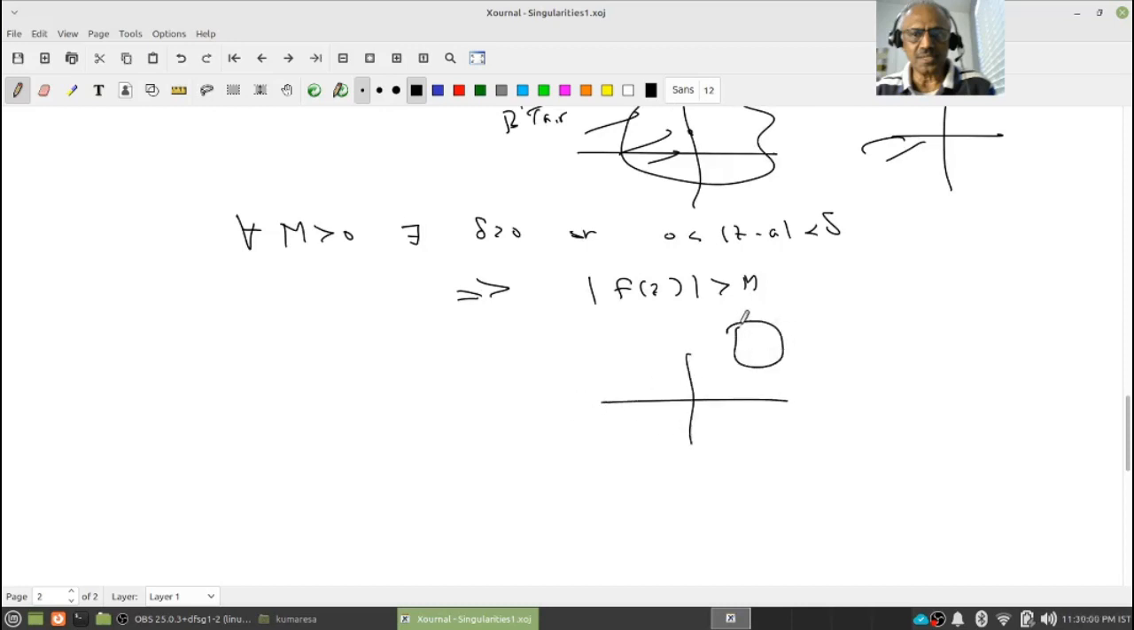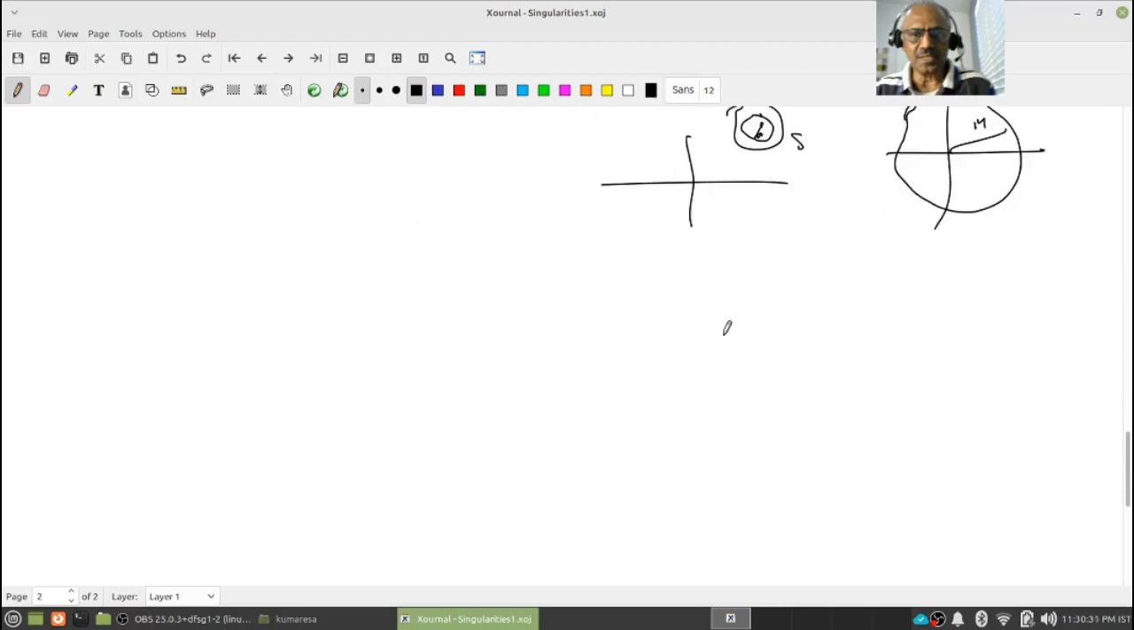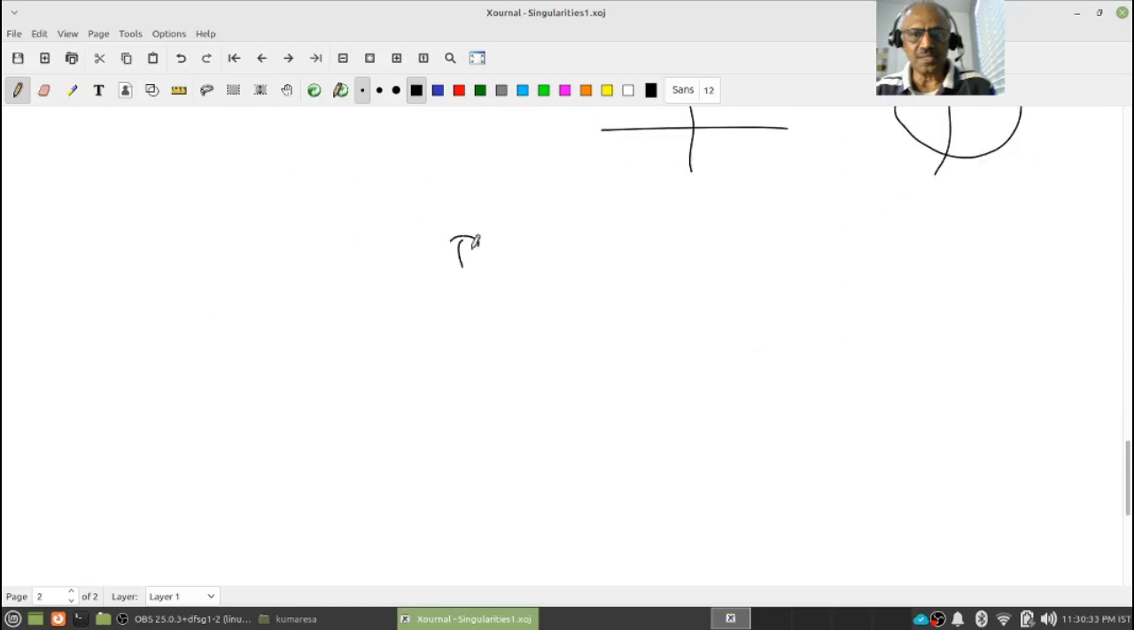So this may be my B A R, this may be my A, this is my F. Now you give me an M, this is M, then this is my delta. Whenever z lies in this delta neighborhood, then mod f(z) will lie outside this. That means f(z) lies outside this disk. Okay, so pause, review, proceed.